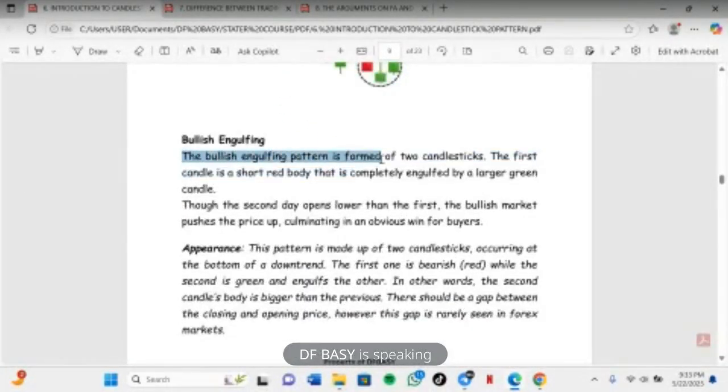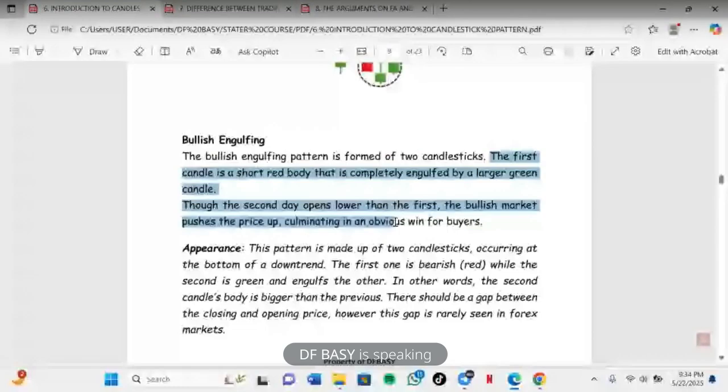is a pattern formed of two candlesticks, right? The first candle is a short red body that is completely engulfed by the larger green candle. Though the second day opens lower than the first, the bullish market pushes the price up, accumulating an obvious win for buyers.